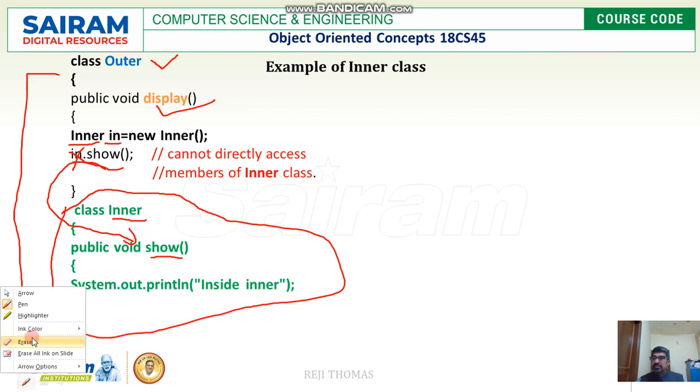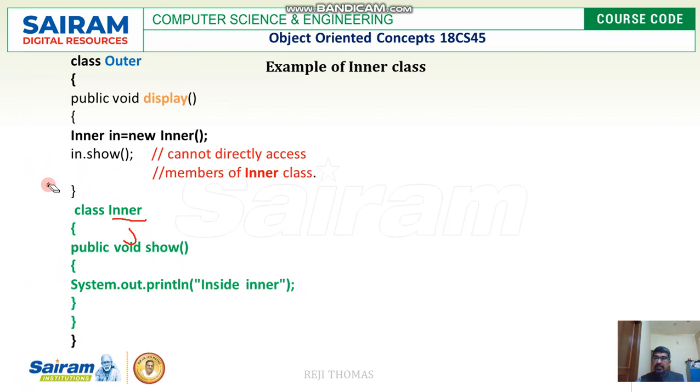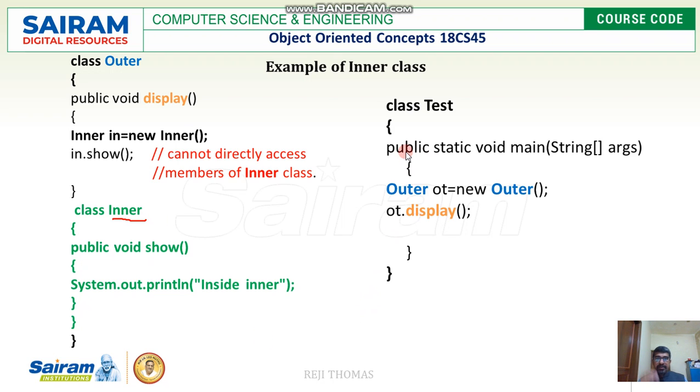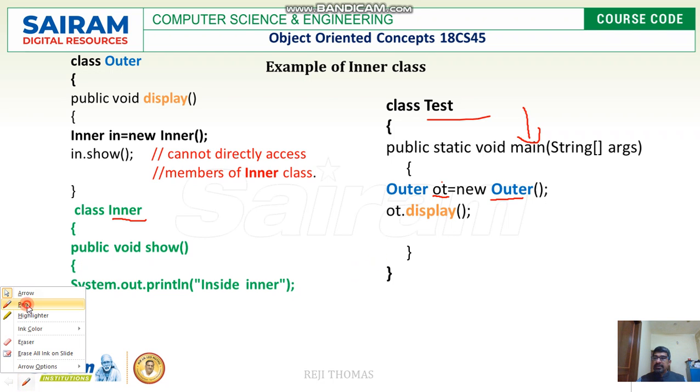So let us see this program completely. This is only the first class. Now we need to write a class which contains the main method. So I've written another class, and the class name is test. This is my main method, where I've created an object of the class outer. I call it OT. This is going to be the constructor. My outer class does not have any constructor, so by default it is going to take the default constructor.